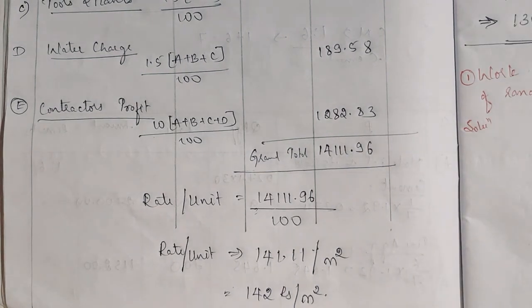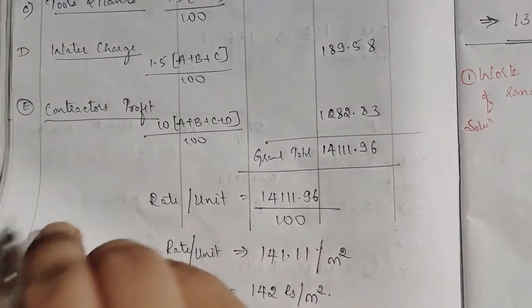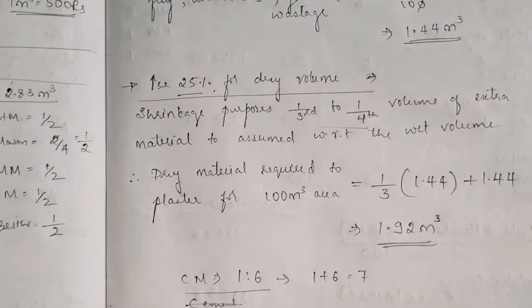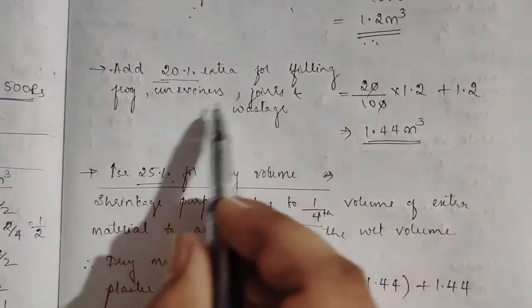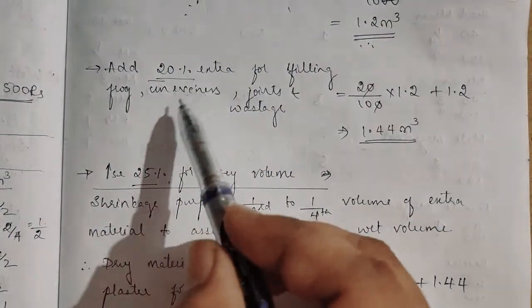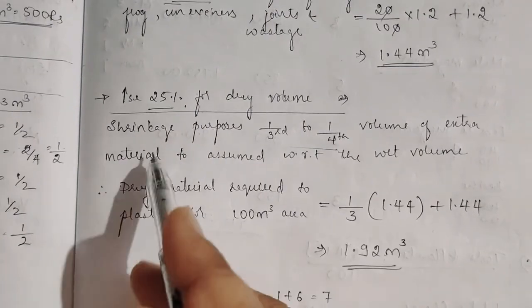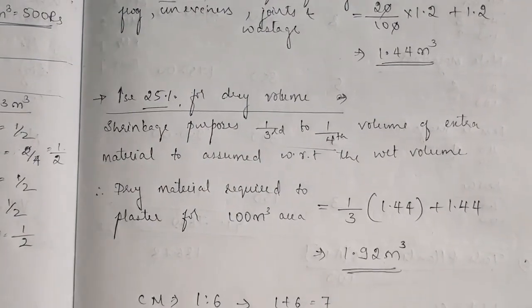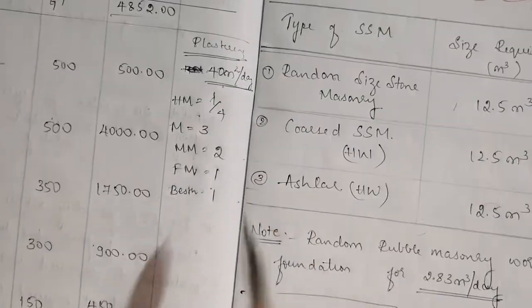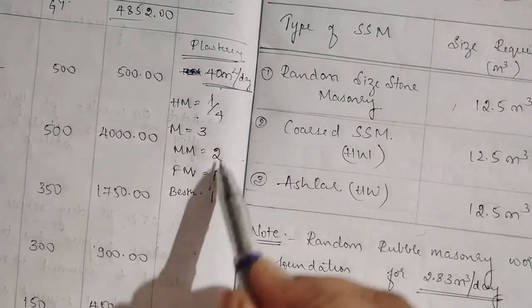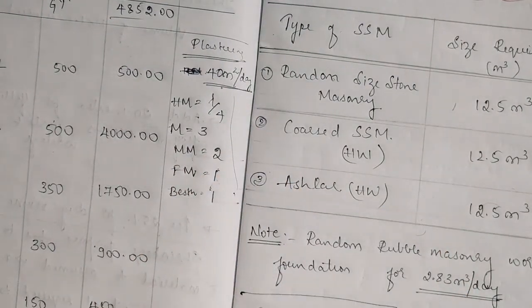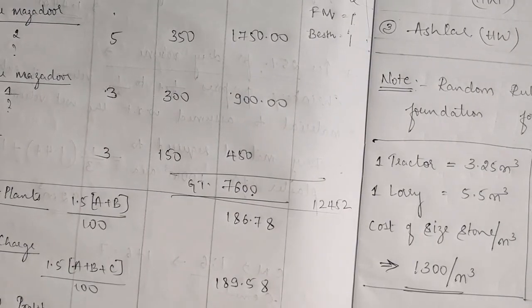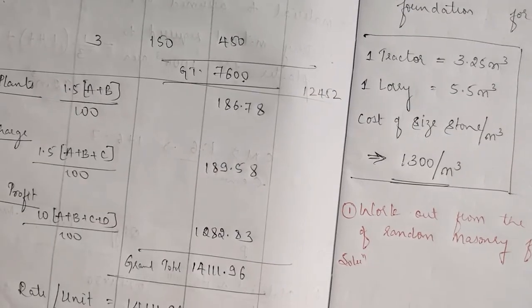So this is how we do for plastering work. All are same, you just have to memorize what you have to think. If the frog fillings are there, you have to add 20%, for shrinkage 25% or 1/3 of anything. Then you have to remember for plastering work what is the code given. This was about the plastering work and the burnt brick masonry.